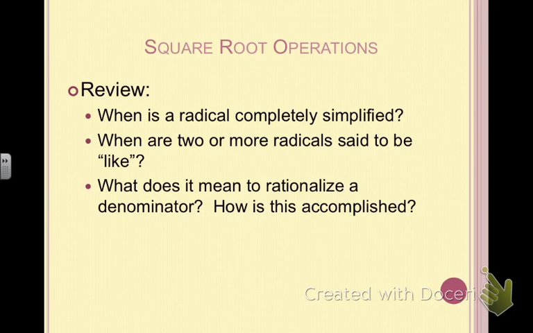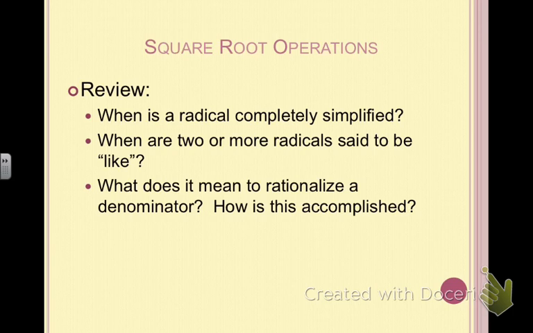Let's review the key points in this set of notes. A radical is completely simplified when 1. There are no perfect square factors in the radicand. 2. There are no variables under the radical sign that have an exponent greater than 1. And 3. The radicand is not a fraction. Remember that if you end up with a radical sign in the denominator of a fraction, you must rationalize the denominator by multiplying both the numerator and the denominator by the radical in the denominator.